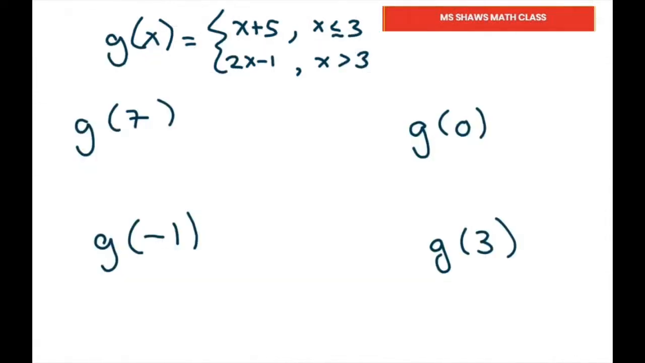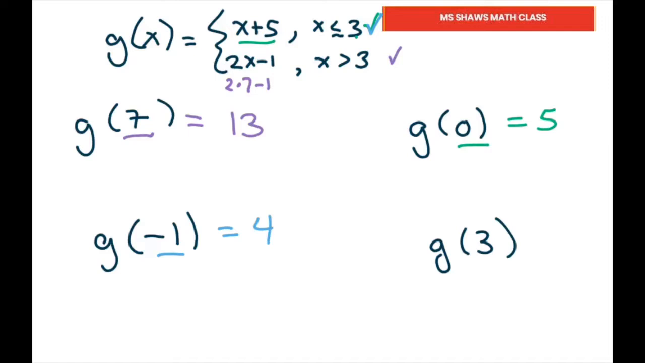Alright. Now, we have to evaluate these. So, g of 7, I'm going to plug it into this one. Let's just do this mentally. That's 2 times 7 minus 1. That's 13. For 0, 0 is going to go on this one because 0 is less than 3. So that equals 5. And then for negative 1, that also goes in the upper portion. Negative 1 plus 5 is 4. And then for 3, we already did that one, so 3 plus 5 is 8. And that's it.